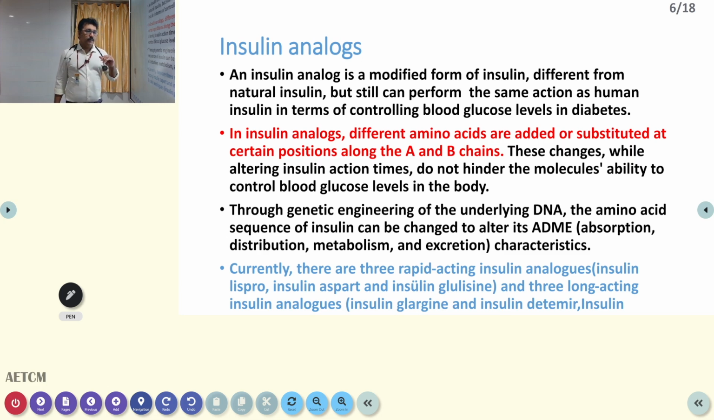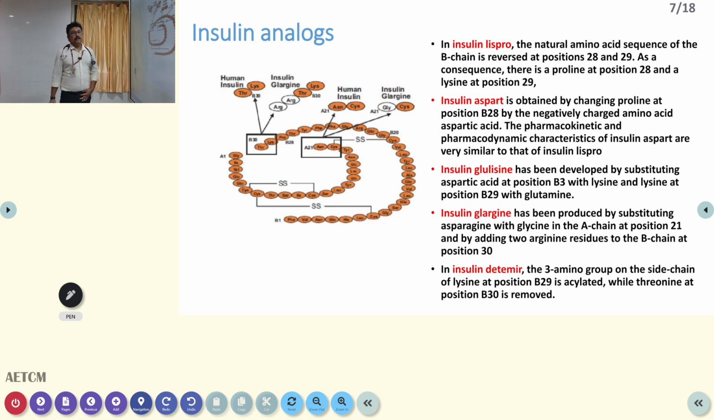I'm not going to explain the pharmacology of this type of insulin, because where the amino acid is added or removed does not come under our discussion. We can see the picture here, and you can learn the different types of insulins. Insulin lispro, insulin aspart, insulin glulisine, glargine, detemir. Some of the insulins are short acting, some of the insulins are long acting.